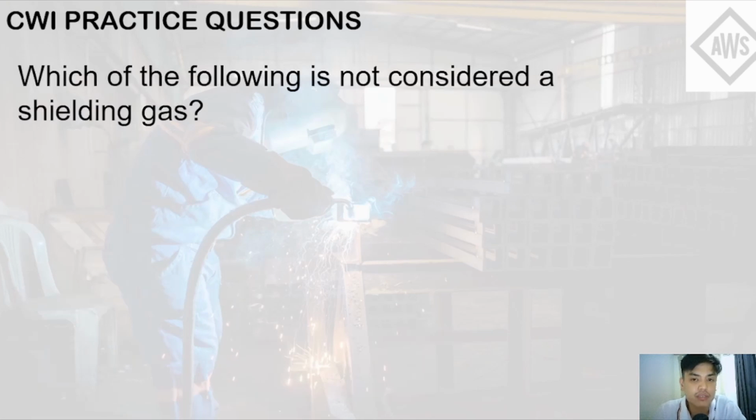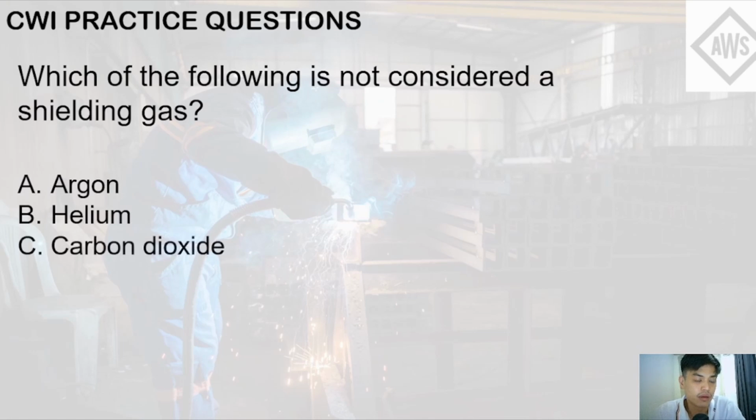Which of the following is not considered a shielding gas? Shielding gas basically protects the weld from atmospheric gases, from embrittlement and contamination of hydrogen. Basically, a shielding gas keeps the quality of the weld from being contaminated by those gases. So in this question, what is not considered a shielding gas?